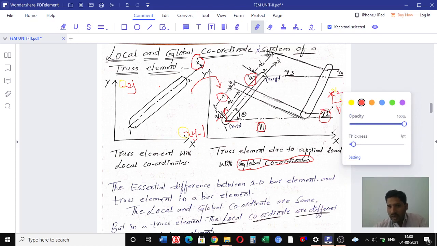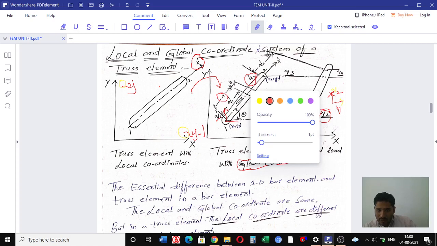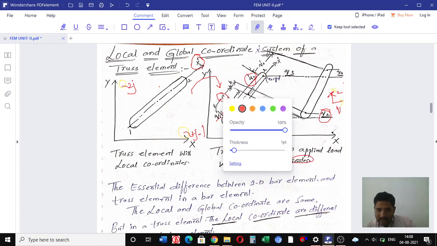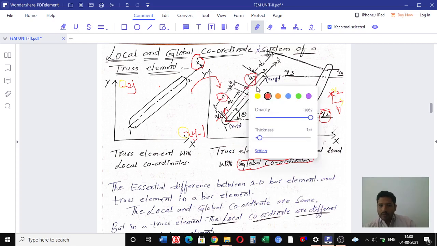Don't be confused here. We need to keep this inclined position as it is. Then it becomes this one, which we can call q, this one q1, and this one q2, in the vertical direction. Clear?